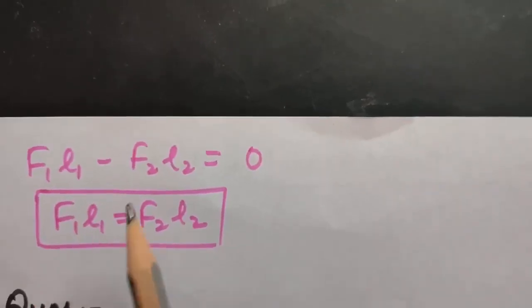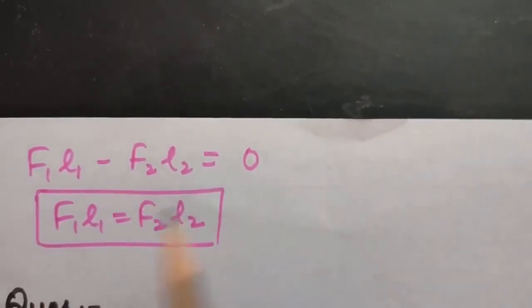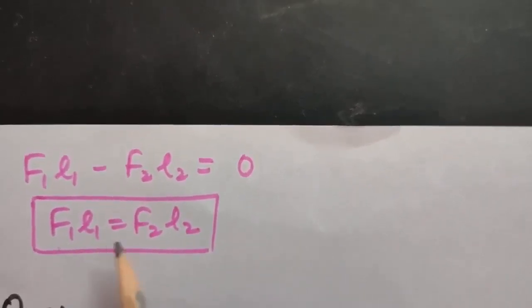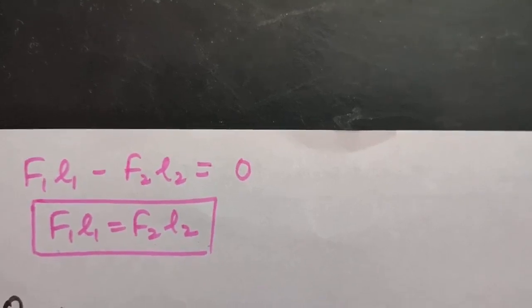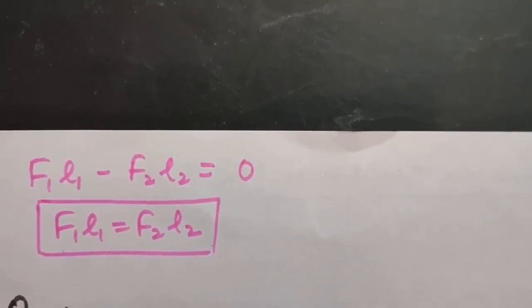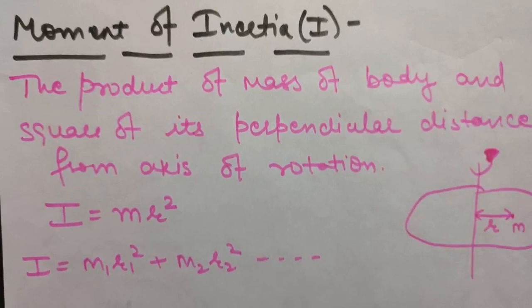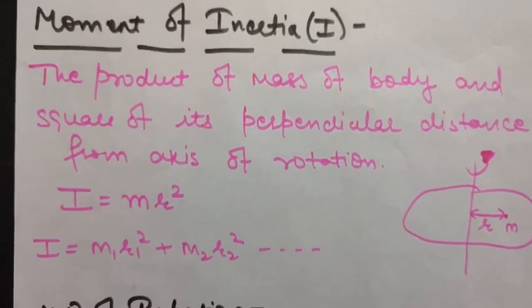So F1 L1 minus F2 L2 will come to be 0, or you can say F1 L1 should be equal to F2 L2. So this is the condition for the point O to remain in rotational equilibrium. Okay, so the next is moment of inertia.